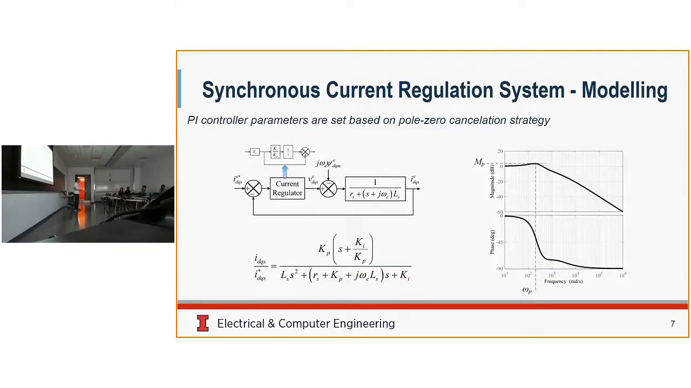What does a complex transfer function mean? Like, what is j omega e L s? I'm still trying to figure that out. What does this transfer function mean? I've never seen a transfer function like that.